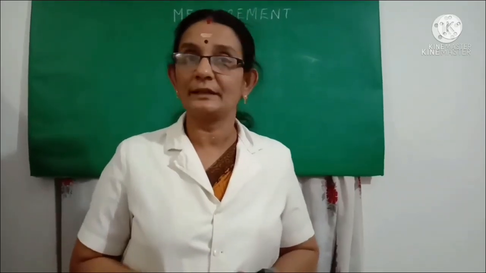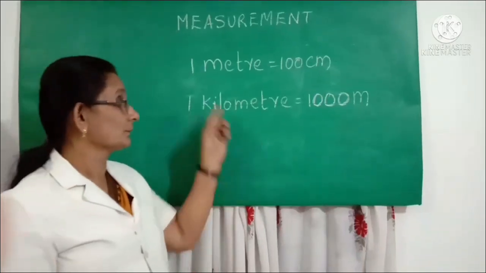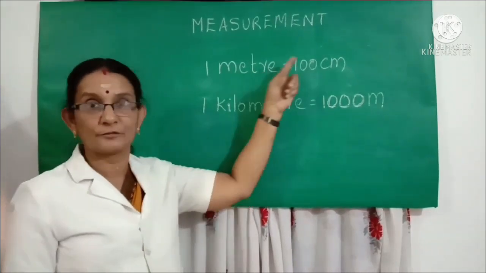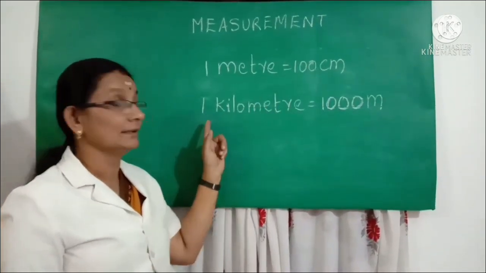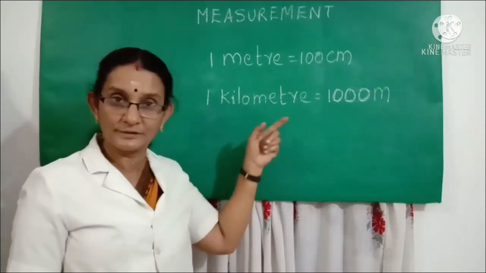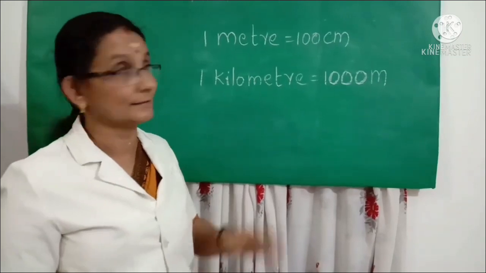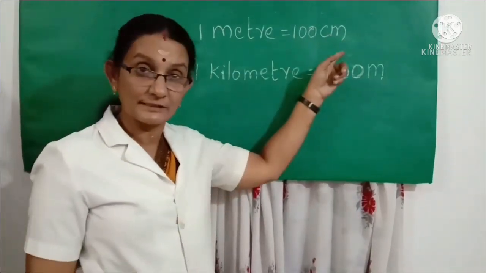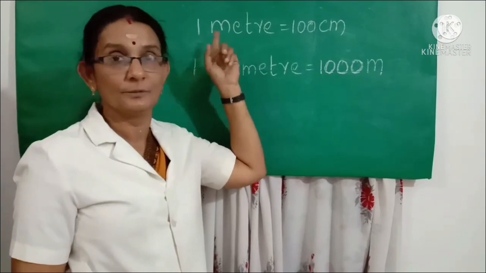So today we will learn how to convert the units. Like, I want to convert centimeter into meter and meter into centimeter. So how will I do that? Let us learn how to do that. We have 1 meter is equal to 100 centimeter and 1 kilometer is equal to 1000 meters. Today let us learn how to convert meter into centimeter and centimeter into meter.